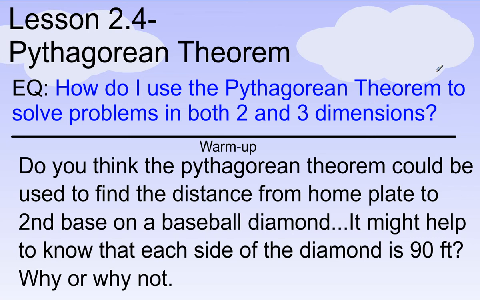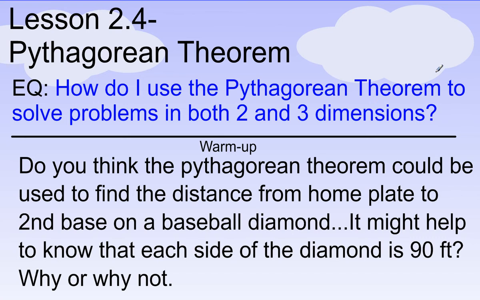So if you remember in the last lesson, what we talked about was using the Pythagorean Theorem to find the missing side of a right triangle. Well, this lesson is just an extension of that. We're going to be using that same idea and finding missing lengths of various different problems where we can draw a right triangle to help us solve the problem.